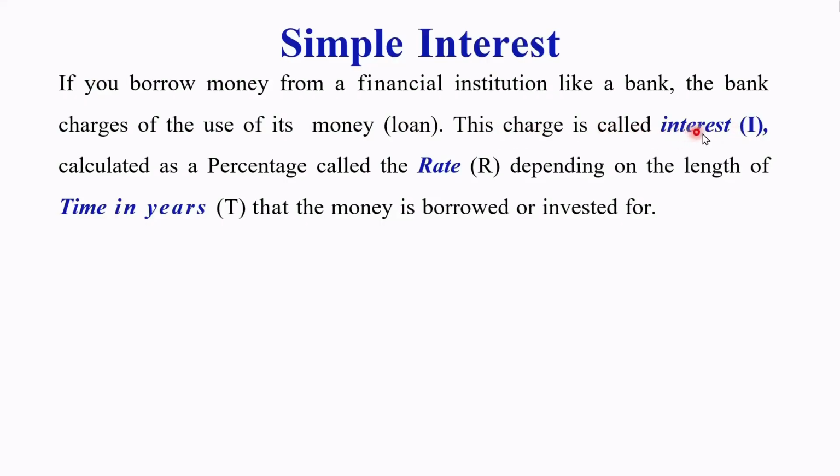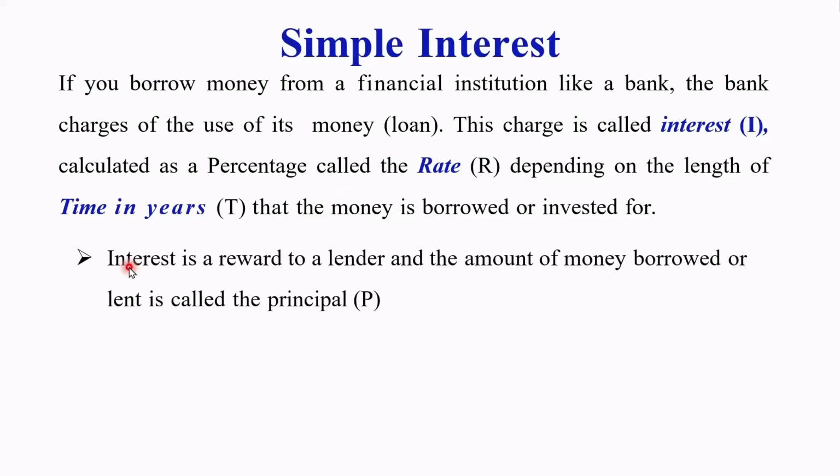And you can see it is abbreviated by capital I in this case. We are saying that simple interest, or interest, is calculated always as a percentage. And this percentage is called the rate, abbreviated as capital R. Still, it depends on the length of time, which is always in years, and the time is abbreviated as T. And this money that is borrowed or invested is the principal. That is why we say that interest is just a reward, a reward to a lender, you the money lender. The amount of money borrowed or lent is referred to as the principal, which is abbreviated as capital P.